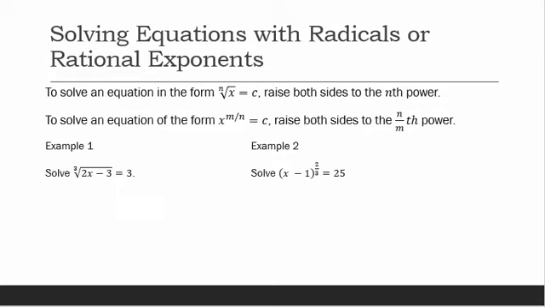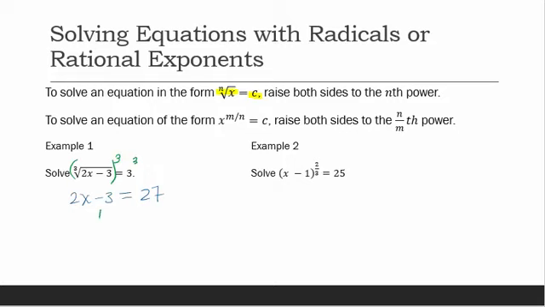So if we want to solve an equation that has a radical, and it's in this form, the nth root of x is equal to c, you can raise both sides to the nth power. So for example, if we want to solve the cube root of 2x minus 3 is equal to 3, we'll raise both sides to the third power. And we get 2x minus 3 is equal to 3 cubed, which is 27. And now we have a nice linear equation.